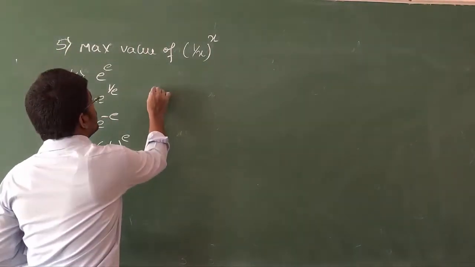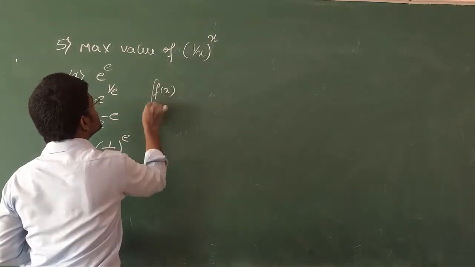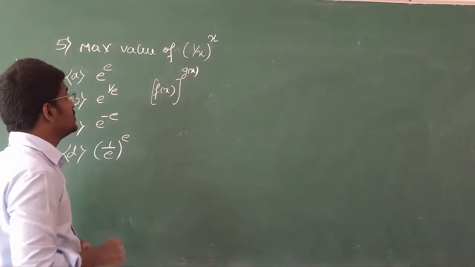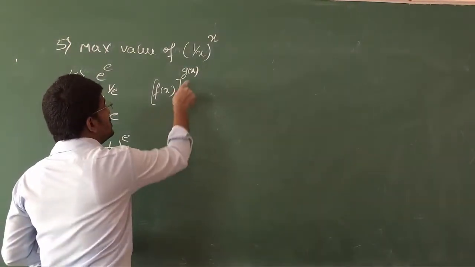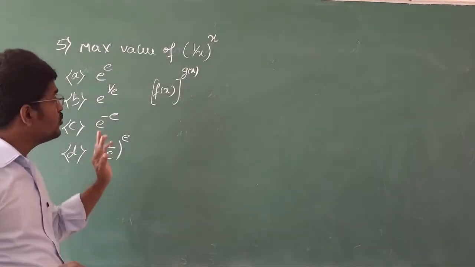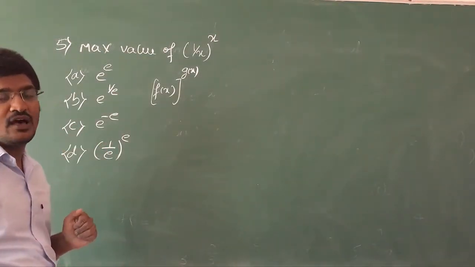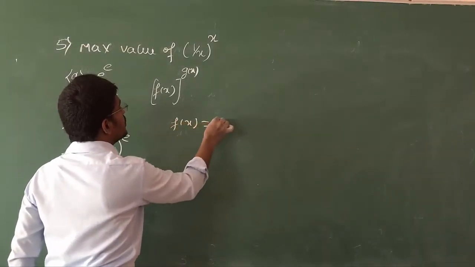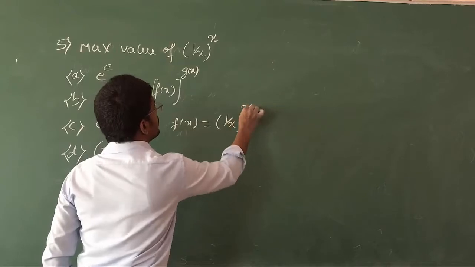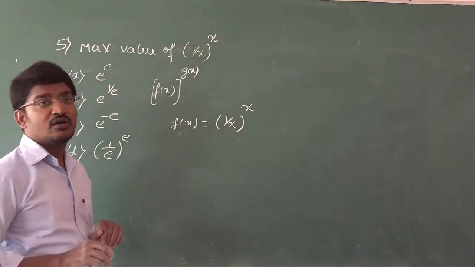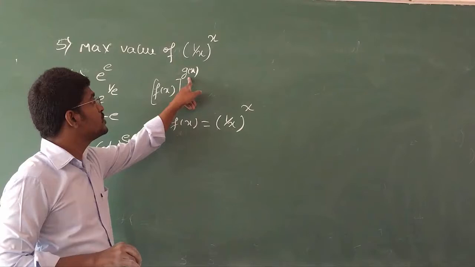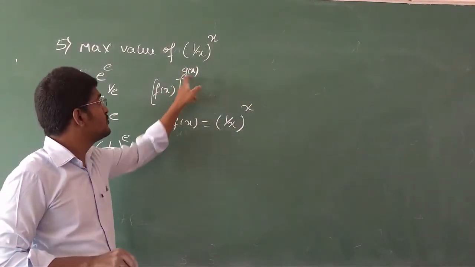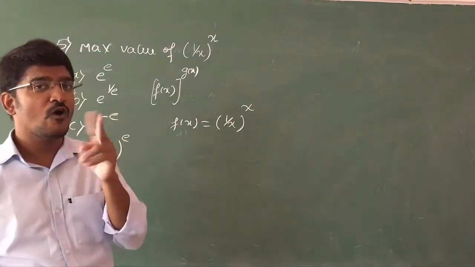Clear? Okay. Here it is in the form of f of x to the power of g of x. Are you getting my point? So that is in the exponential form. So you have to apply log on both sides. Are you clear? So for that, what I will do, I will take f of x equal to 1 by x to the power of x. I will take it in this form. Clear? So it is in the form of f of x to the power of g of x, exponential, both are functions. Here you have to apply log on both sides.